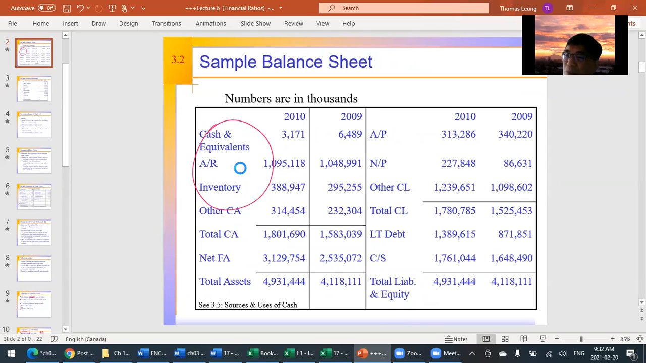All these things can be quickly turned into cash. Just like accounts receivable, they owe you the money. If they are good customers, they are supposed to pay you within one month, 2 months, 3 months. And for inventory, if those are good inventories, normally you can sell them within 1 year. So you can quickly convert them into cash. That's why they are current assets.